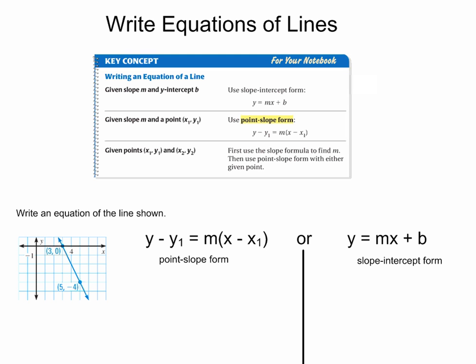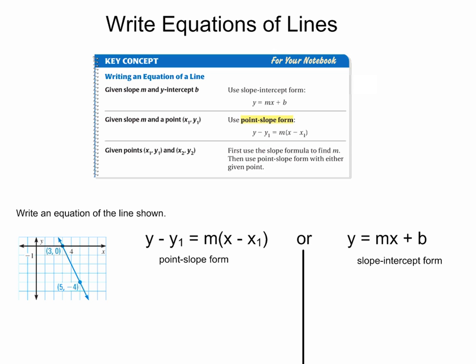So this video is meant to help us figure out how to write equations of lines given various different information. Now, as you can see on your screen, there's three different types of information that you will come across. You can either be given the slope and the y-intercept, you can be given the slope and a point, or you can be given 2 points.